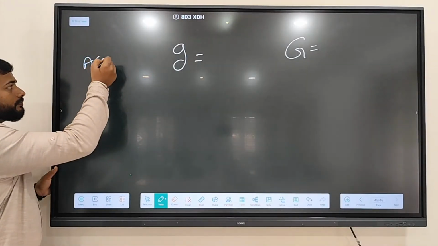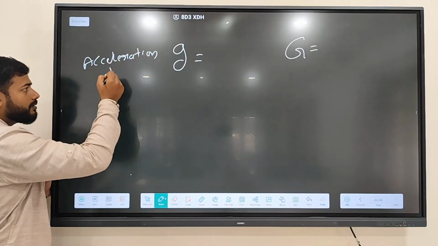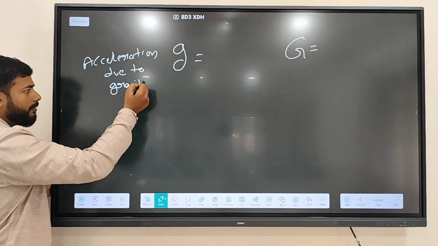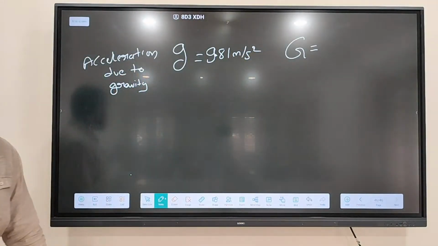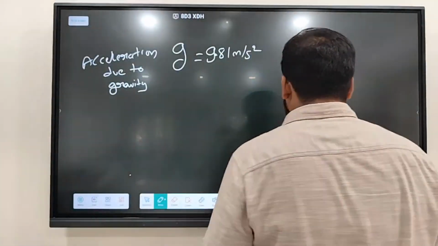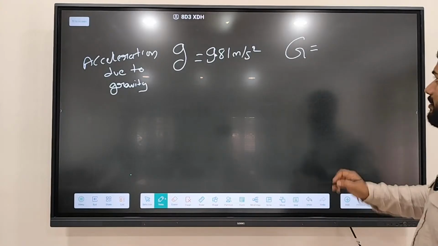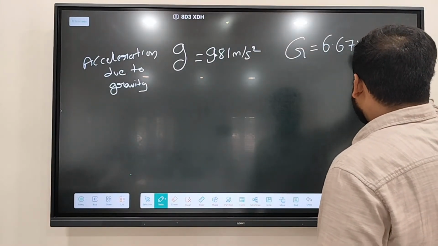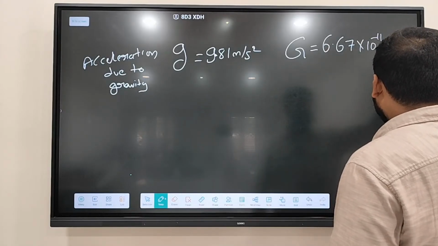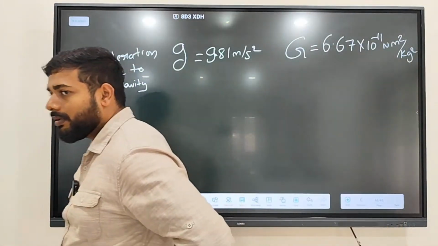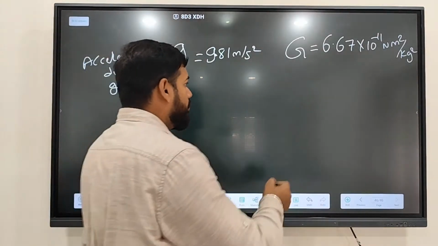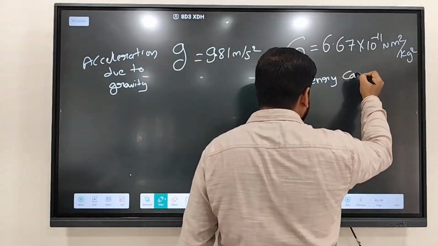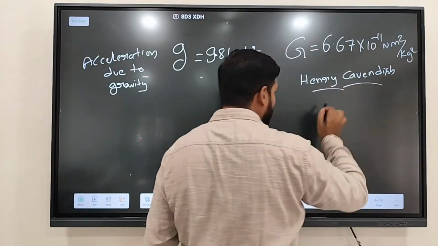Acceleration due to gravity value is 9.81 meter per second square. This is acceleration due to gravity. Capital letter G is gravitational constant. Gravitational constant value is 6.67 into 10 power minus 11 Newton meter square per kg square. The gravitational constant value was discovered by Henry Cavendish.